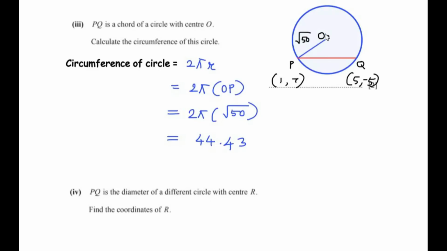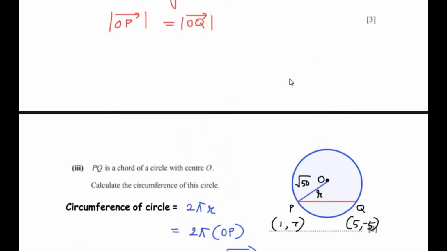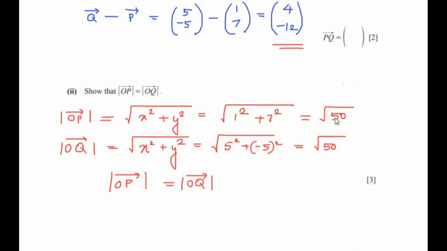PQ is a chord of a circle with center O. Calculate the circumference of this circle. So let us try to understand this question using a rough figure. So this is a circle with center O and PQ is a chord to this circle and the coordinates of P and Q are written over here. We need to find out what is the circumference of this circle. Now chord is a line which touches any 2 points on a circle. So from point O to point P, if we connect, this represents the radius and we have already found out the magnitude of OP in the previous part of this question and it was square root of 50.